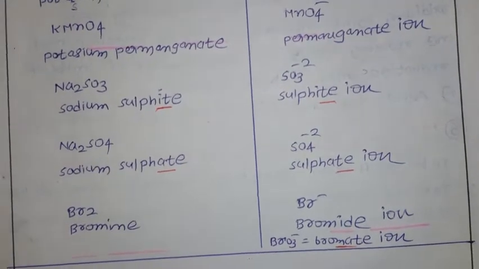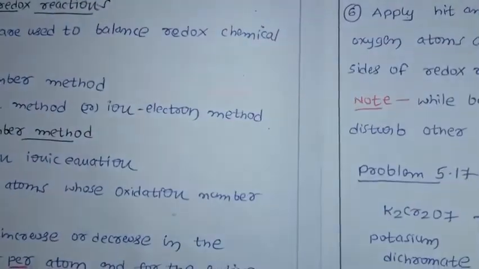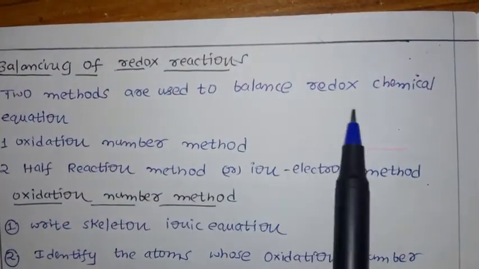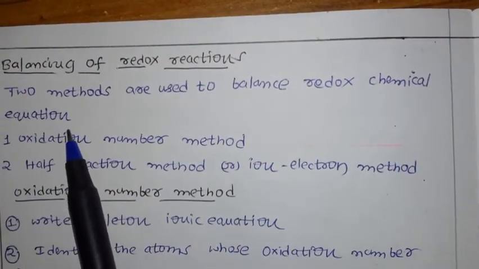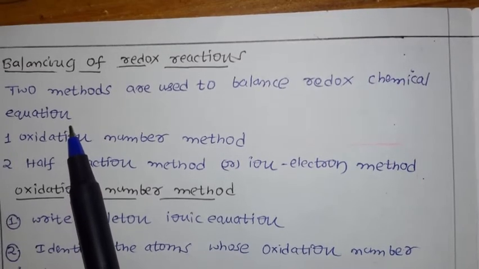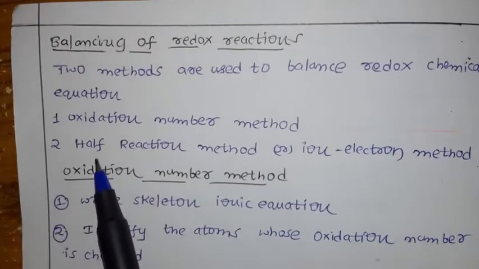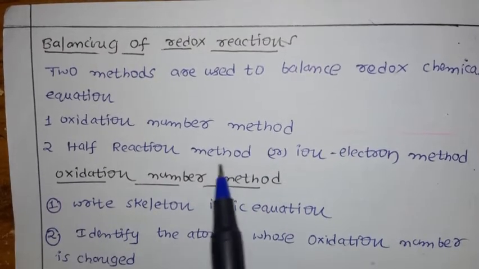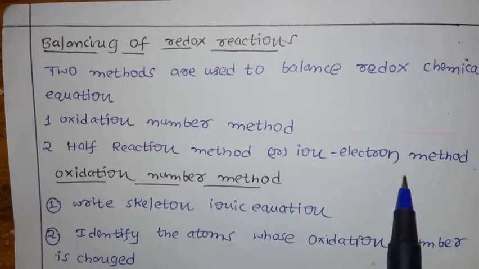Okay, now let us discuss balancing of redox reactions. Two methods are used to balance a redox chemical equation. To balance redox reactions, we have two methods. One method is the oxidation number method. The second is the half reaction method, or ion electron method.